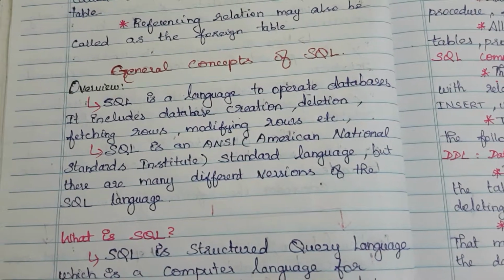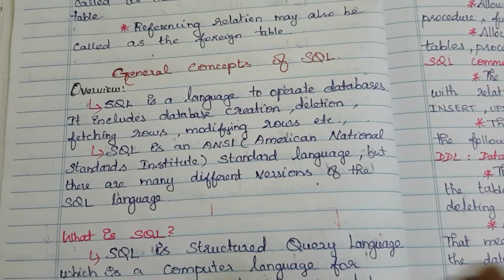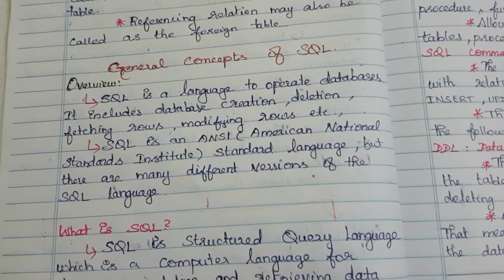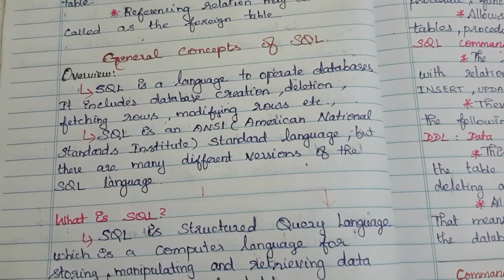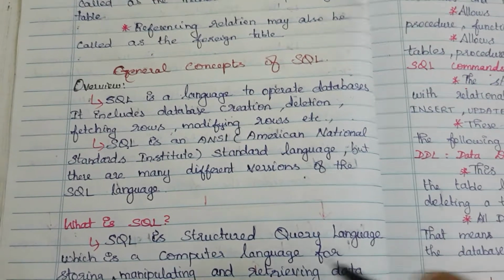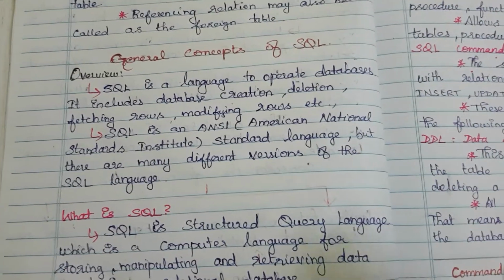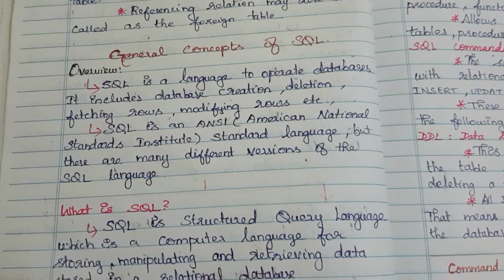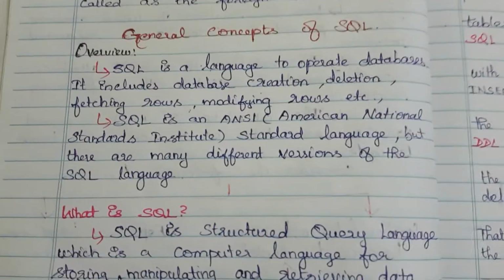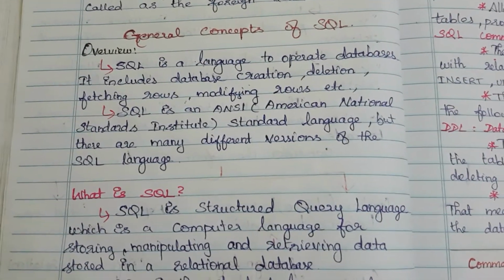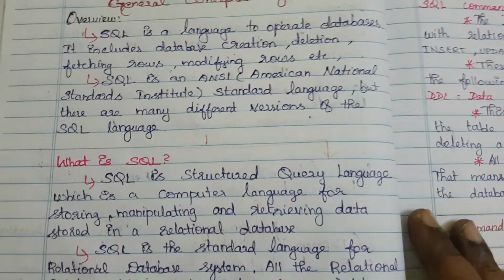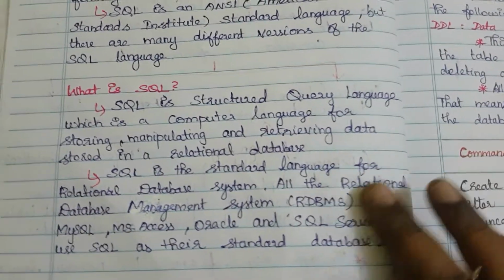SQL is an ANSI standard language. ANSI stands for American National Standards Institute. There are many different versions of the SQL language available on the platform, but all the versions follow the same schema, that is, the same definition. The basic definition will be the same, and some slight variation will be there for each version of SQL.